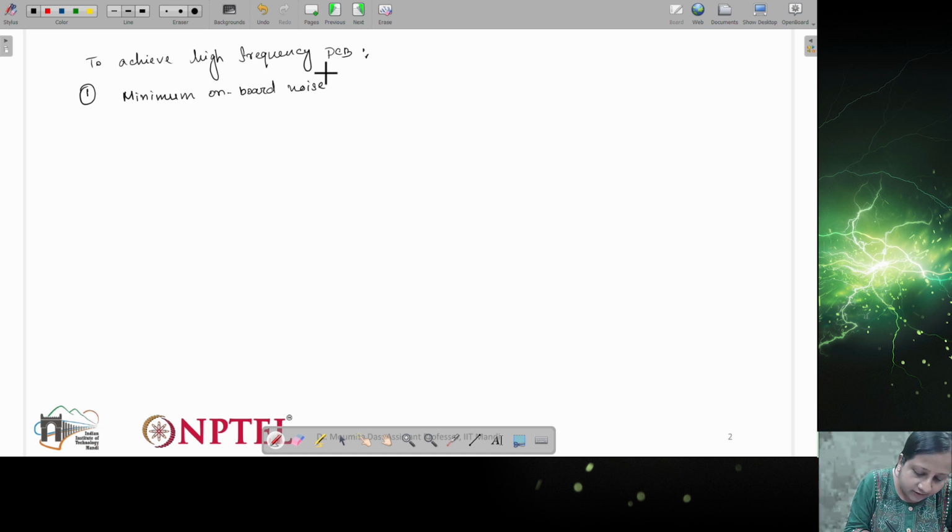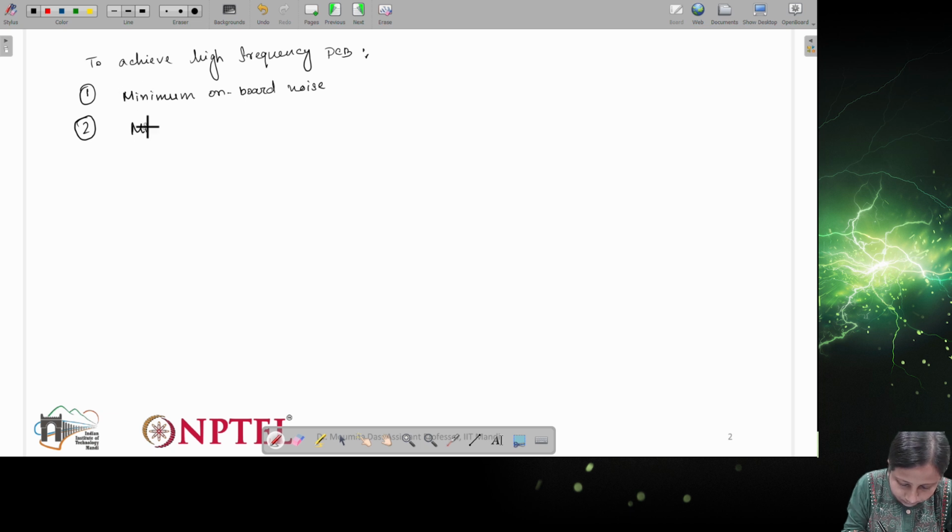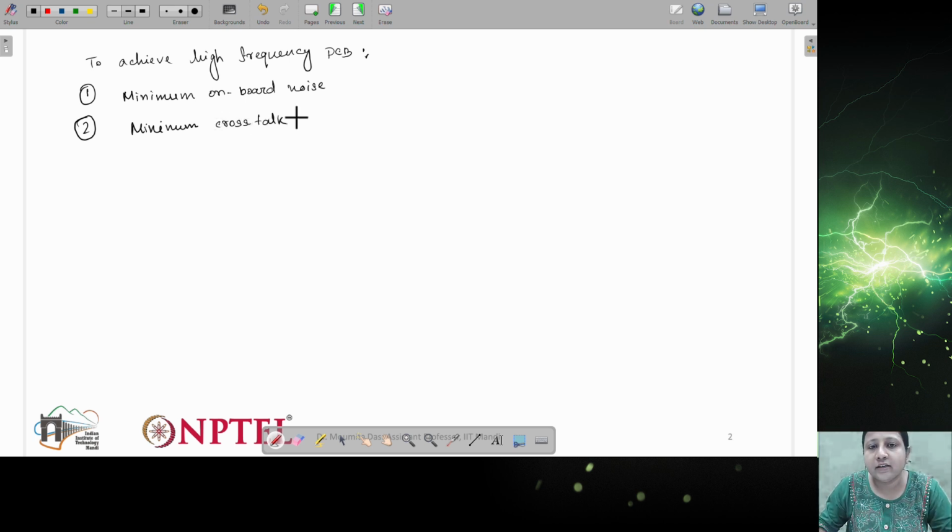The second point is minimum crosstalk. Crosstalk I have already discussed earlier in detail. Basically, it is the effect of one particular line on another line, or one switch on another. That effect we have to minimize. That also we will see in detail.